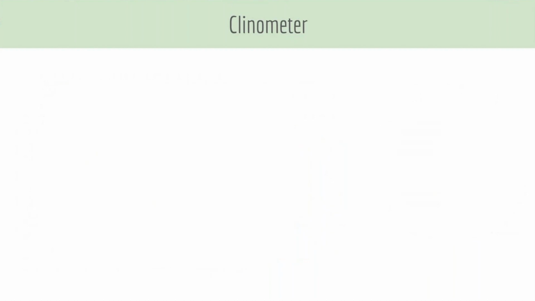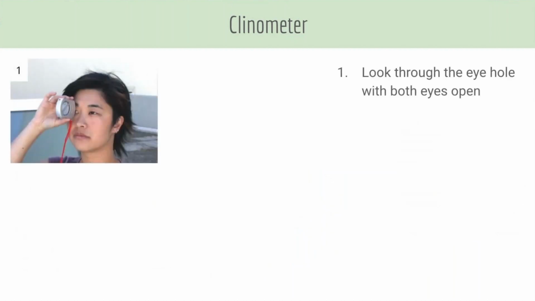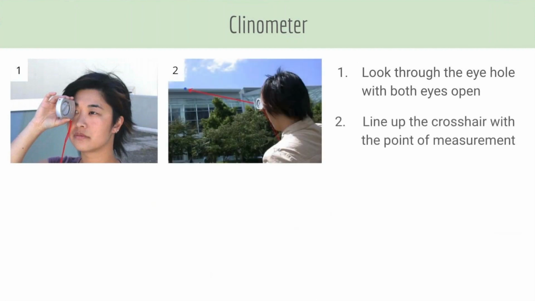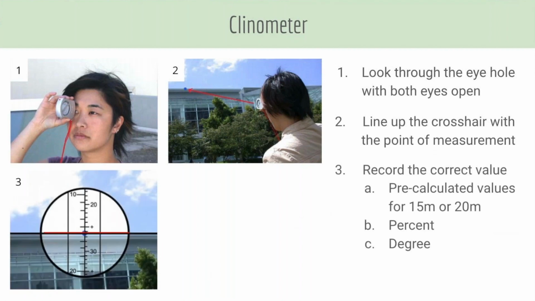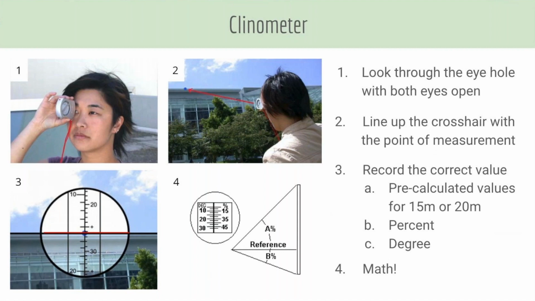So let's go through how to use a clinometer. First, you'll want to place it right in front of one eye and keep both eyes open when you're looking at the object. You'll want to line the crosshair with the point of what you're measuring by moving your entire head up or down, not just your eye. Hopefully, you'll have something that looks like the image under number 3, and you simply need to record the correct value. Then you just do a little bit of math to determine the height of your object.